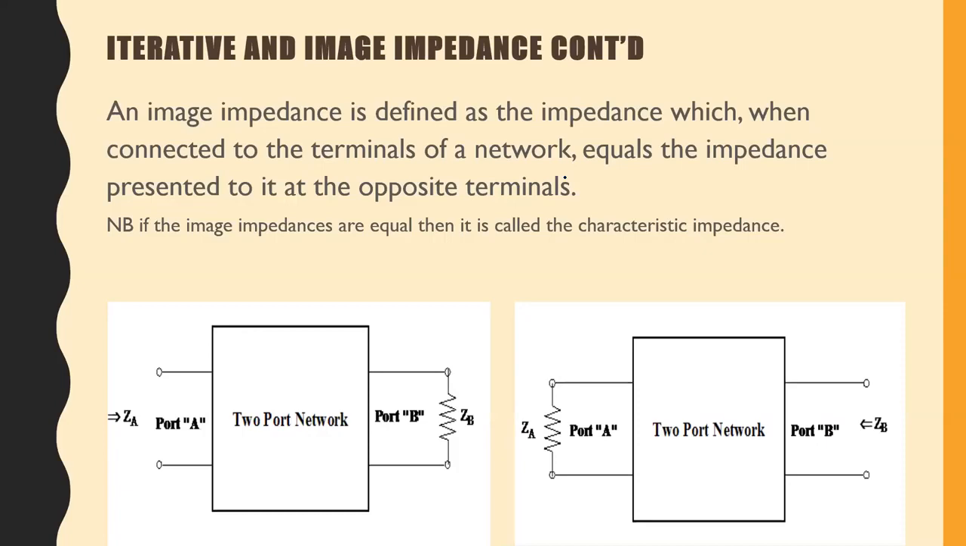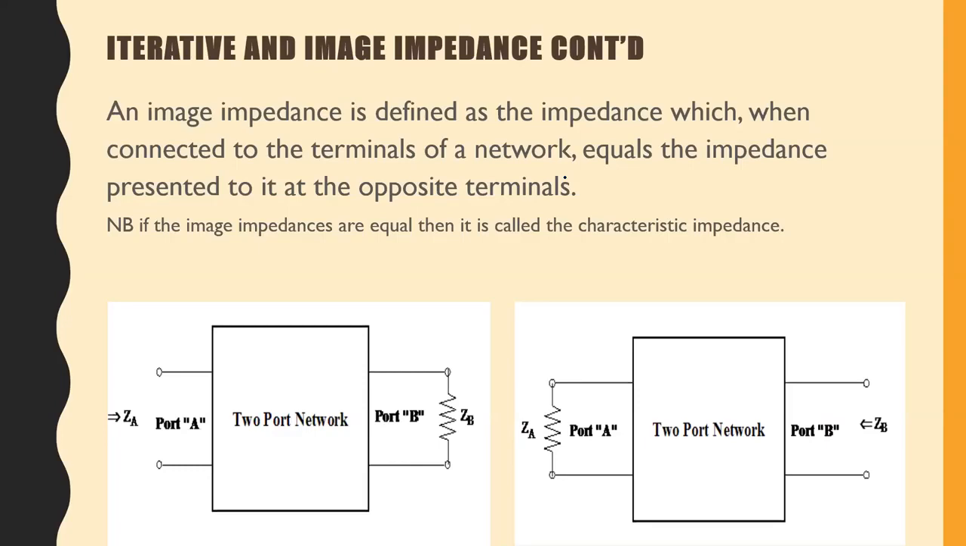Yes, sir. I said, listen again. I terminate port B in 100 ohms, and then when I measure the impedance at port A, I get 400 ohms. If the impedance seen looking into port B is 100 ohms when port A is terminated with 400 ohms. Get it, sir? So we go again. If I connect port B, so we're talking about image impedance.